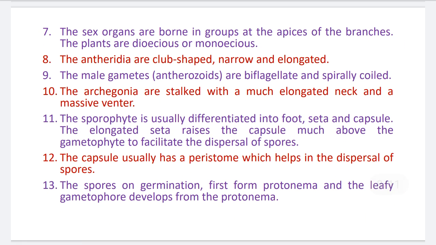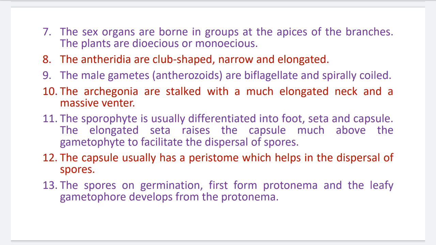Number 7, sex organs are borne in groups at the apices of the branches. The plants are dioecious or monoecious. Here the sex organs develop directly in groups, but in the previous two classes, they develop in antheridial chambers. They are directly borne on the apices of the branches, apices meaning the tips of the branches. The plants are dioecious or monoecious, the two sexual differentiations whose terms we already discussed.